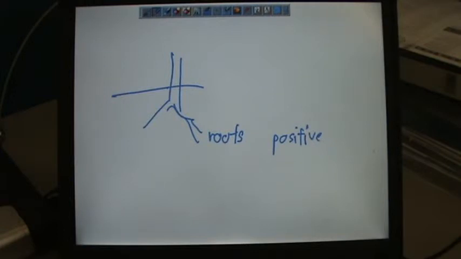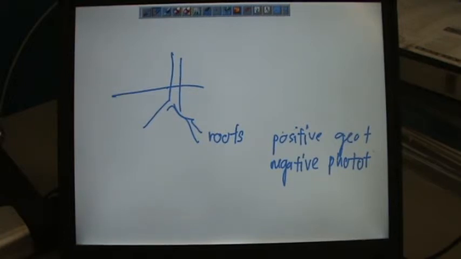Example, these are roots inside the soil. So these roots are actually positive geotropism, but these roots are actually negative phototropism. Okay, negative phototropism. So remember, positive is follow it, negative is against it.